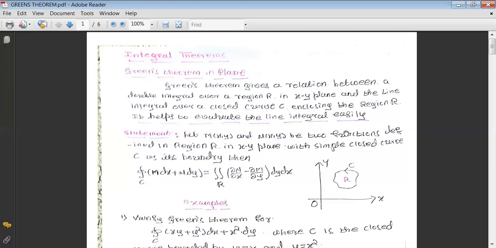One is called Green's theorem in a plane, one is called Stokes theorem, and one more is called Gauss divergence theorem. Now, let us concentrate on the first one, that is Green's theorem in a plane.